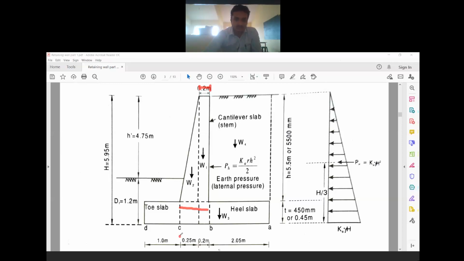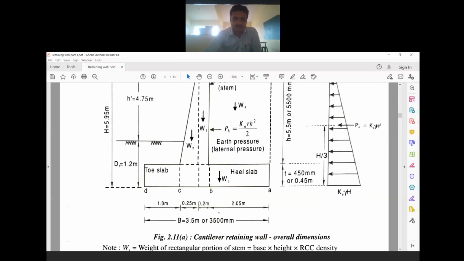So now what we can do is we can easily calculate the length of heel slab. The length of toe slab was 1 meter. The bottom width of stem is 450 mm. So out of 3.5 meter, we have 1 meter used up for toe slab and 0.45 meter used up for stem portion. So the remaining 2.05 meter will be the length of heel slab.